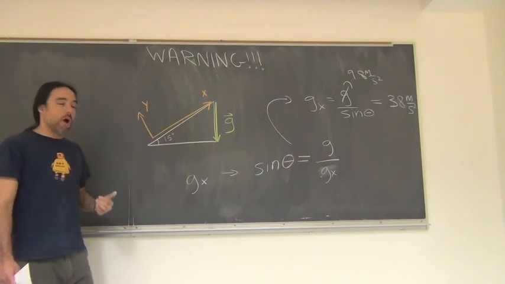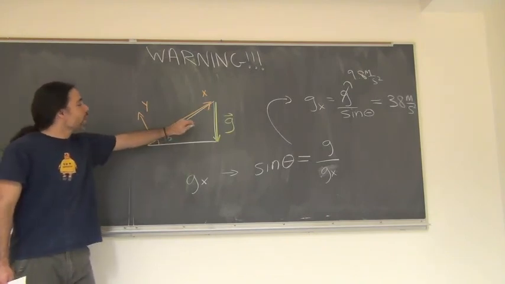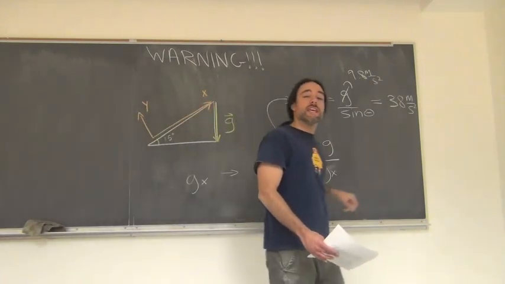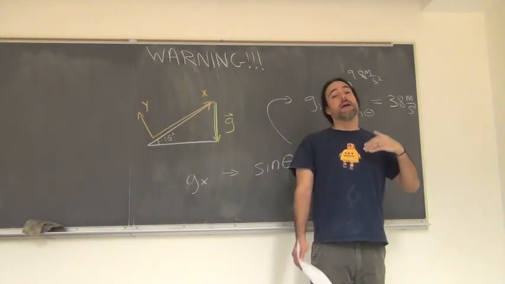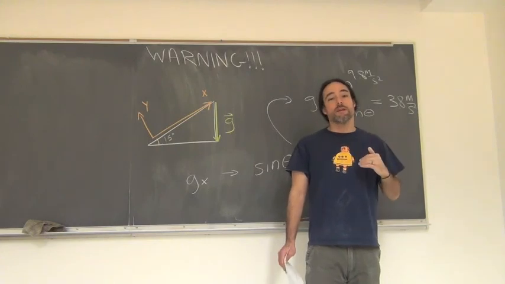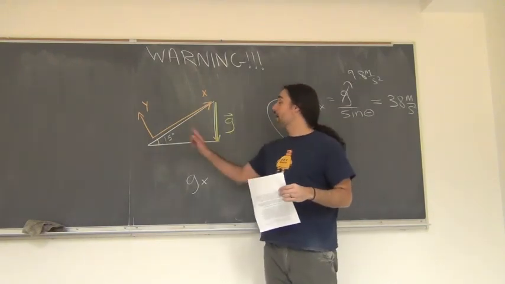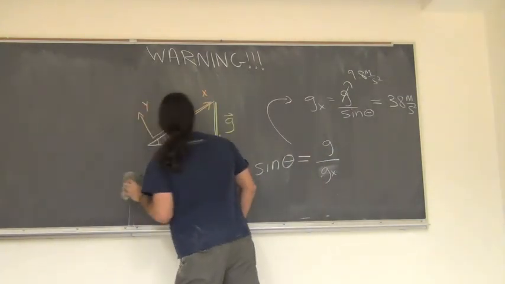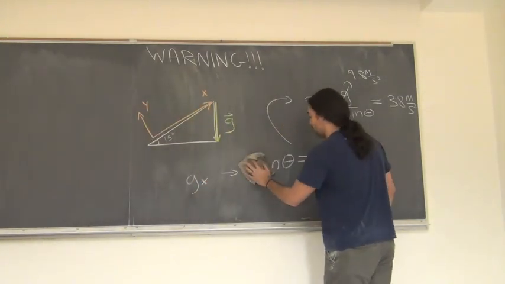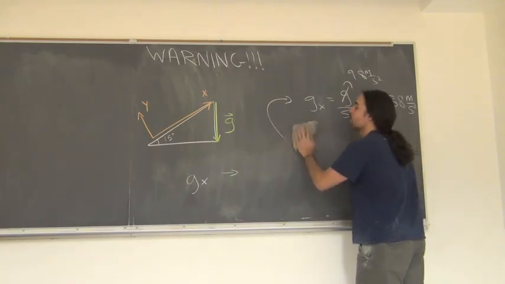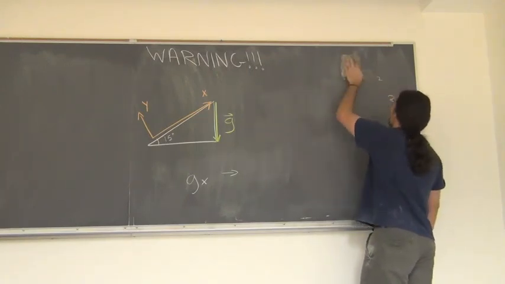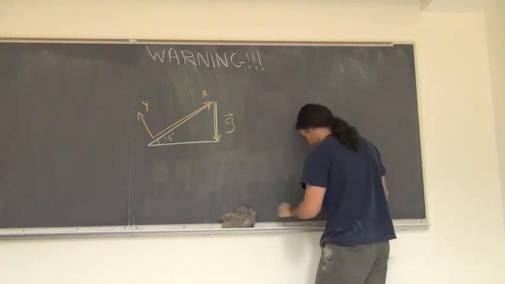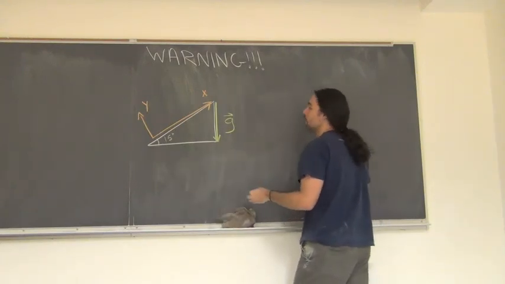So where did we go wrong? Well, we went wrong in setting up our triangle. Because we're breaking G into components, components have to be perpendicular to each other. The x and y direction have to be perpendicular to each other. So the triangle we wanted to set up was not the one that was there just because of the ramp. The triangle we want to set up looks like this.